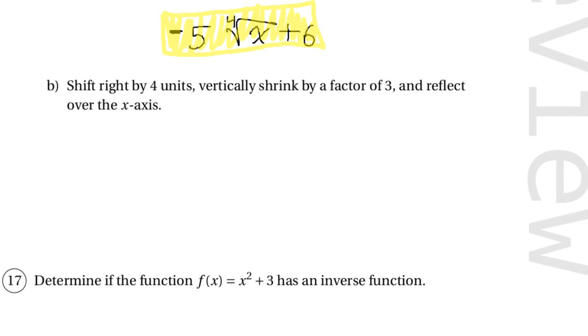For part B, highlighting the different things that they want: a shift right by 4 units. They want a vertical shrink by a factor of 3, and they want a reflect over the x-axis. Okay, so again, starting with what I know they want me to start with, the 4th root of x, and now to shift right 4.